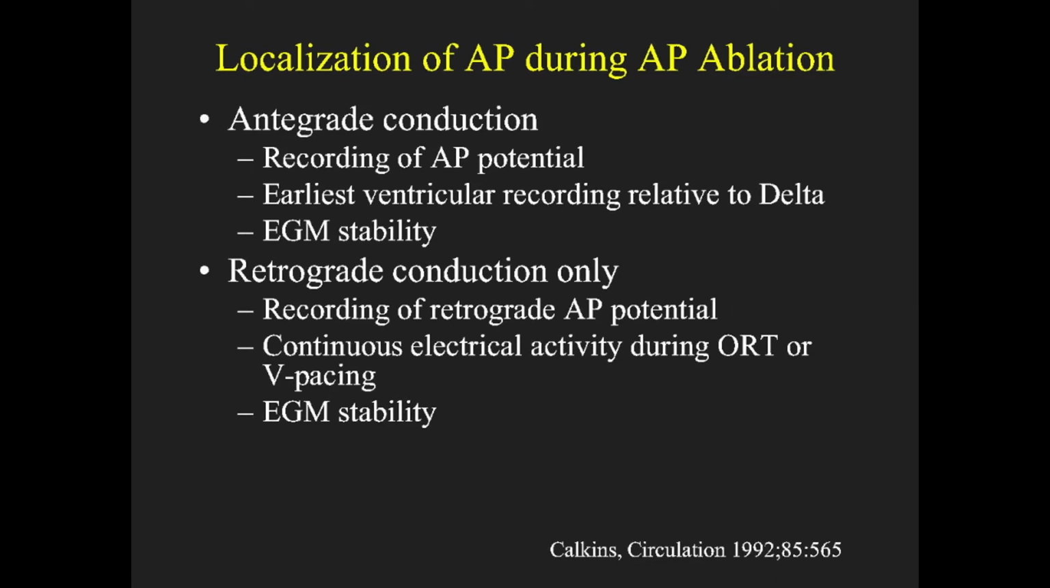Often it's concealed and we're mapping the retrograde limb. And again, it's very important that you do this either during tachycardia or with ventricular pacing when you're certain that you're mapping the pathway. If you have a posteroseptal pathway, you can't pace the ventricle and map the accessory pathway without being worried that you're mapping the AV nodal conduction retrograde. But in this study, recording of a retrograde pathway potential was a predictor of success, continuous activity during ORT or V pacing, and again, electrogram stability. This is pre-contact force. There are probably other things that are important considerations for success.